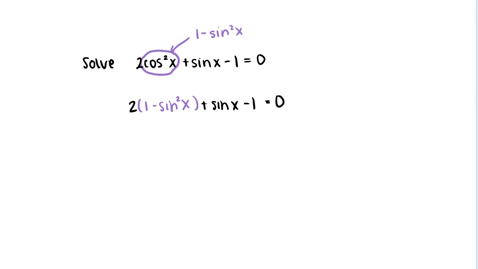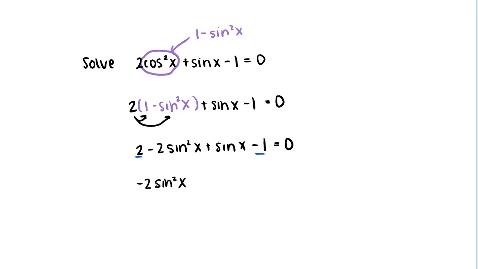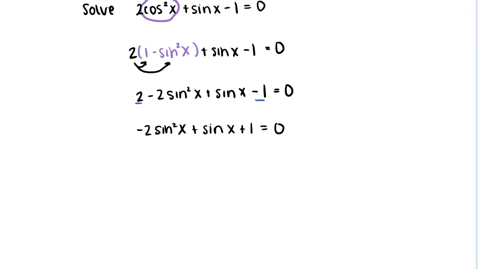But before we can try and solve this by factoring, we first need to simplify this left-hand side. And so when we distribute that factor of 2, well, we get 2 minus 2 sine squared of x plus sine of x minus 1 is equal to 0. And then combining this 2 and this minus 1, that leaves us with negative 2 times sine squared of x plus sine of x plus 1. So that's going to be equal to 0, or we're looking for when that is equal to 0.